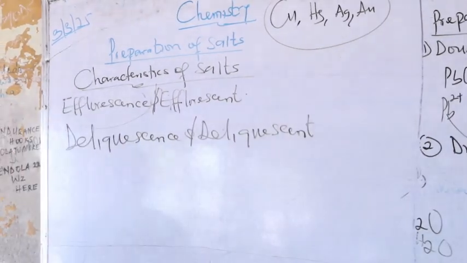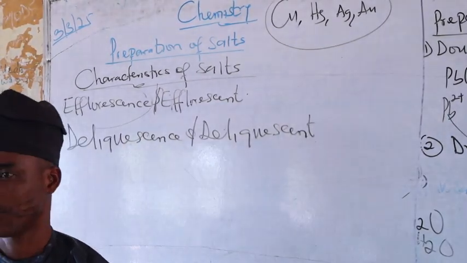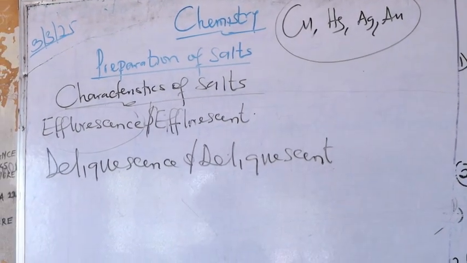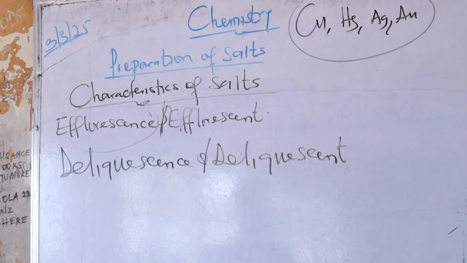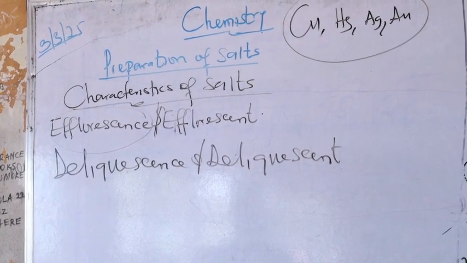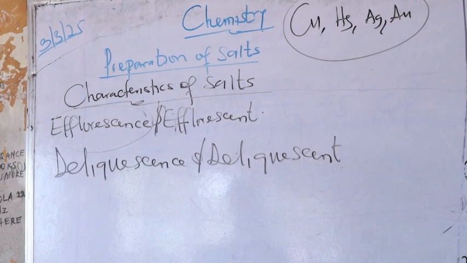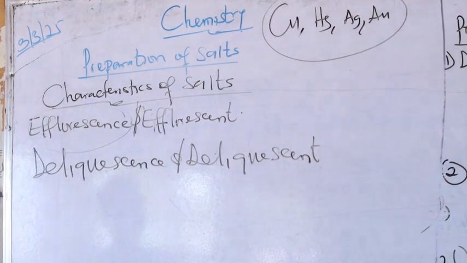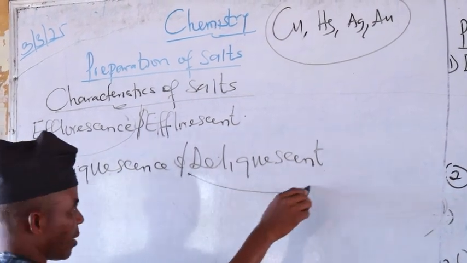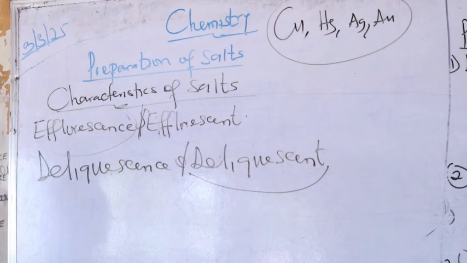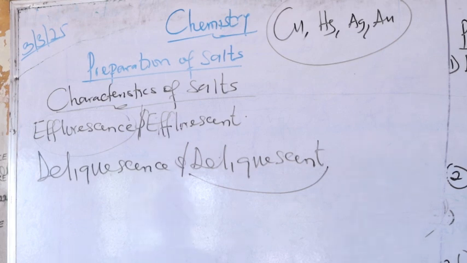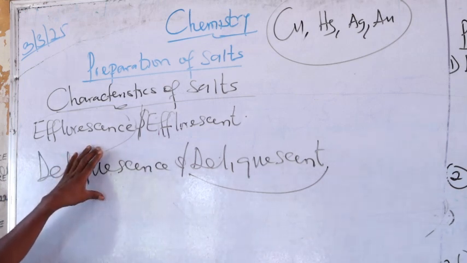So we have deliquescence and deliquescent. There are some salts that have affinity for water. Once they are exposed to the atmosphere, they tend to absorb moisture large enough to turn them to solution. Such salts are referred to as deliquescent. But the process by which such salts absorb moisture large enough to turn into solution is called deliquescence.